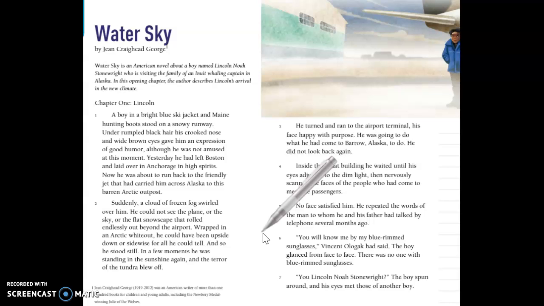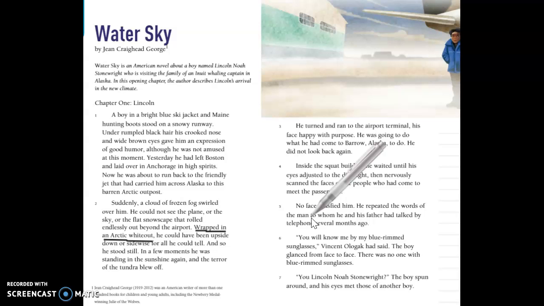So let's take a look at a metaphor example in paragraph 2. The metaphor we're going to look at is down here. It says, wrapped in an Arctic whiteout. He could have been upside down or sideways for all he could tell. So in this scene, the boy, the main character, is wrapped in an Arctic whiteout.